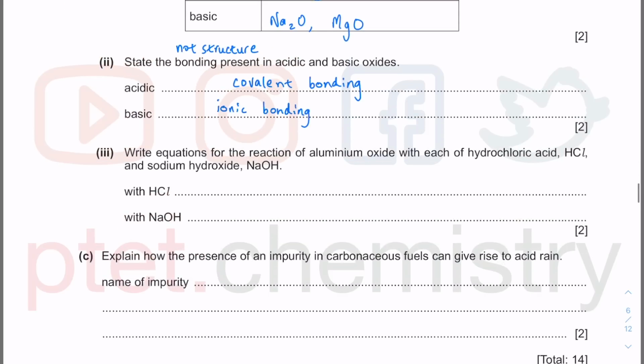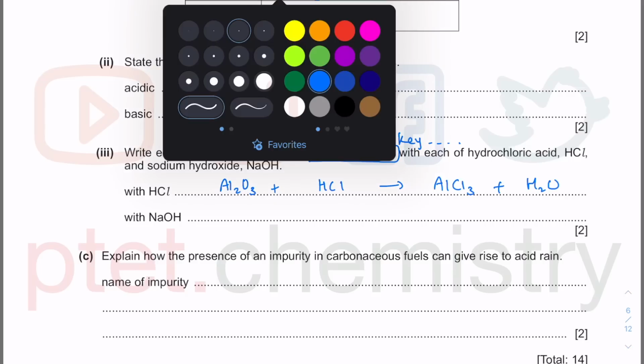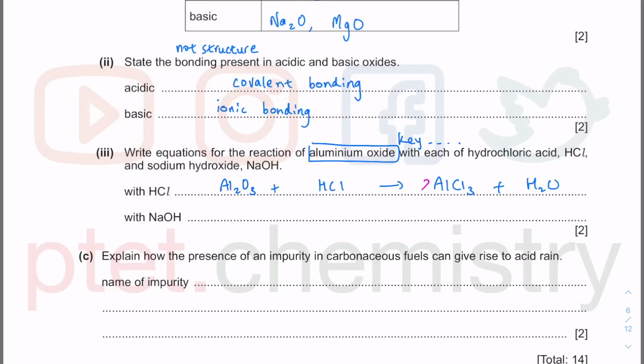Now onto the reactions of aluminium oxide. This is a key part of the definition. For this amphoteric oxide, you should at least know how to write these equations so that you'll be more prepared. Al2O3 plus HCl gives AlCl3 as my salt, and I produce water. Our equation must be balanced: 2 aluminium on the left, so 2 AlCl3; 6 chlorine on the right, so 6 HCl; 6 hydrogen on the left, so I need 3 H2O to give me 6 hydrogen and 3 oxygen. This equation is balanced.